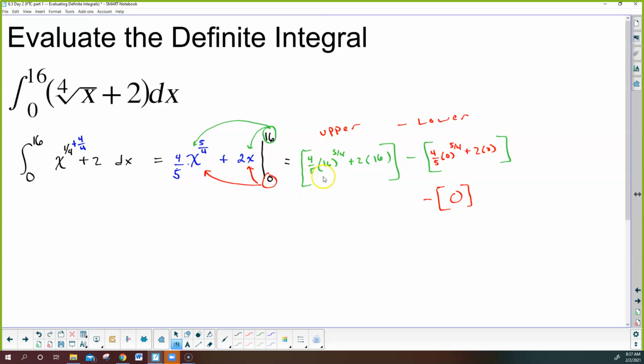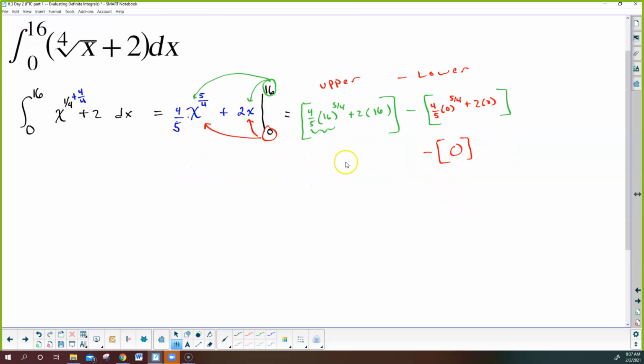Okay. Now, what I've found students struggle with the most is this part right here, because this would be a no calculator question for sure. So I might do a little side work over here and say, okay, well, what is 4/5 times 16 to the 5/4? How do we want to think of that? Well, the 4/5 is going to stay. I'm not going to do anything with that. But what I am going to do is I have an option.